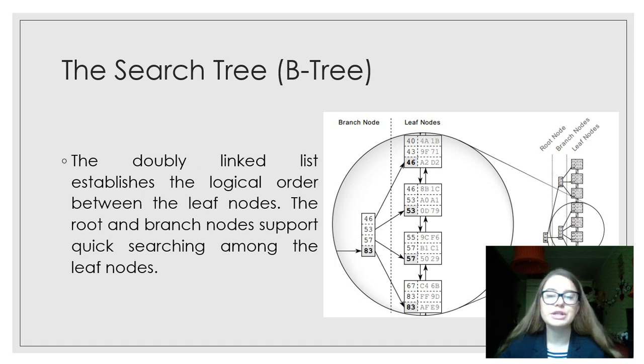This figure shows an example index with 30 entries. The doubly linked list establishes the logical order between the leaf nodes. The root and branch nodes support quick searching among the leaf nodes. The structure is a balanced search tree because the tree depth is equal at every position. That means that the distance between root node and leaf nodes is the same everywhere.